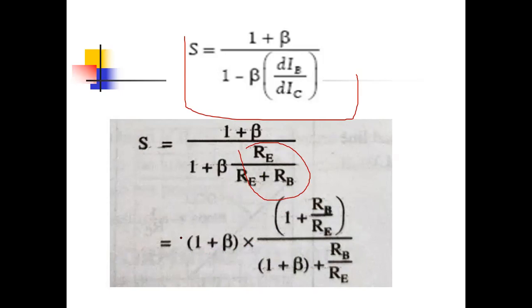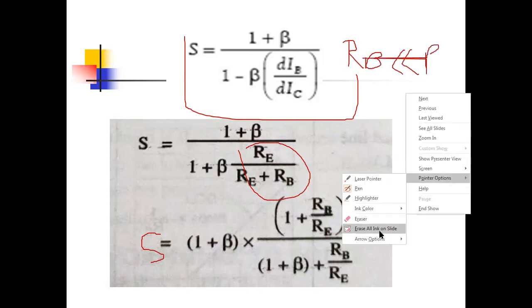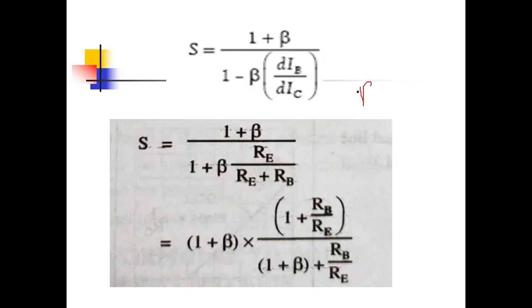Okay. Now what is the advantage of this equation? First of all, understand this concept. The value of RB is very much less than RE. Pause the video for a second and just think why it is. Why is this RB very much less than RE?